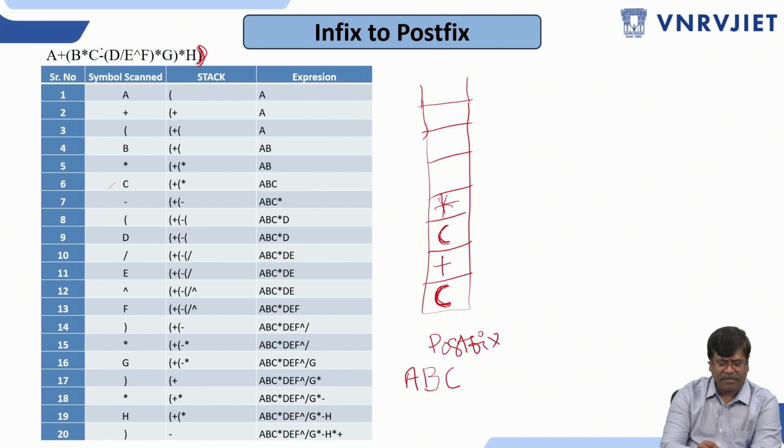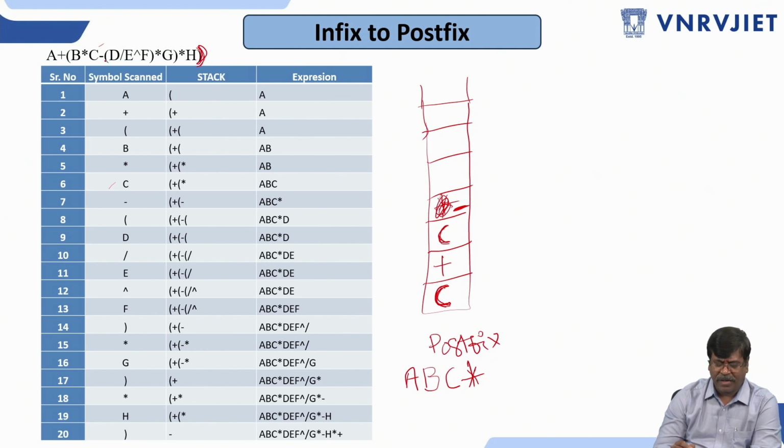Now you are getting the symbol minus. On top of multiplication I want to push minus. Multiplication is a high priority operator, and on a high priority operator I cannot place a low priority operator. Then what we need to do? We need to pop out the existing operator from the stack. So now you can pop out this multiplication to the postfix expression, and you can add that operator minus here. Fine.